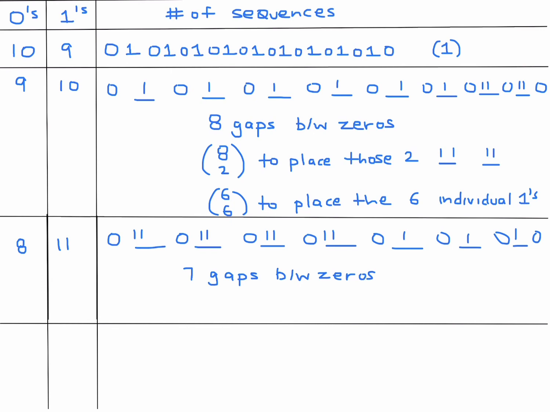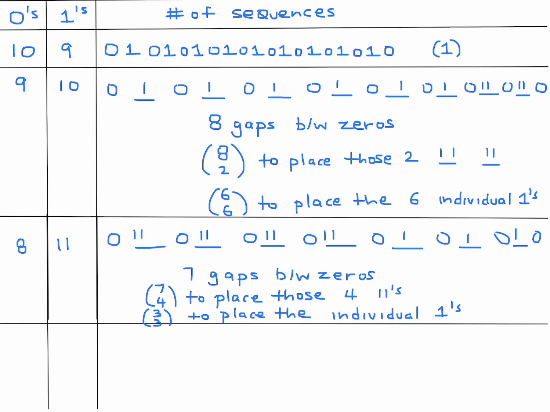Yes. So from the 7 gaps, I've got to choose 4 of those to place those 4 1 1s, these guys. And then from the remaining 3 gaps, I choose 3 to place the individual ones.